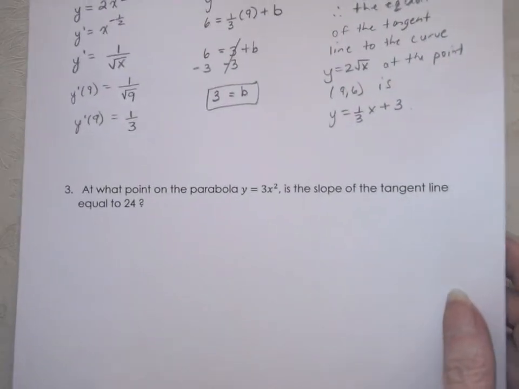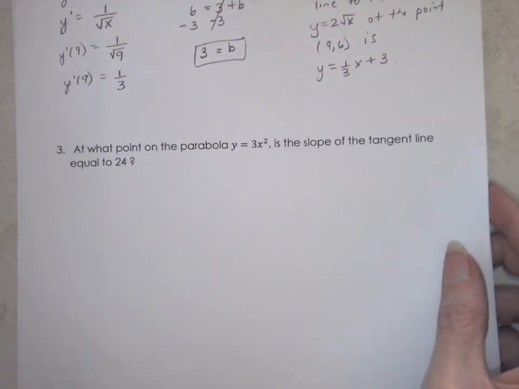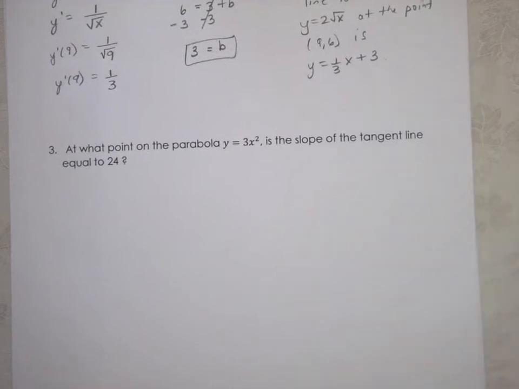And Desmos is a graphing calculator you could use when doing questions like that to make sure that your answer makes sense. So at what point on the parabola y equals 3x squared is the slope of the tangent line equal to 24?